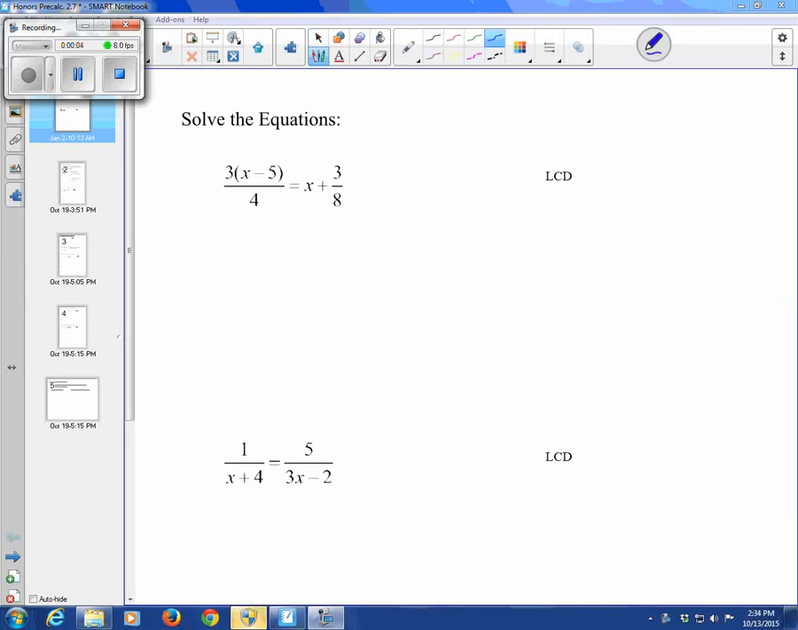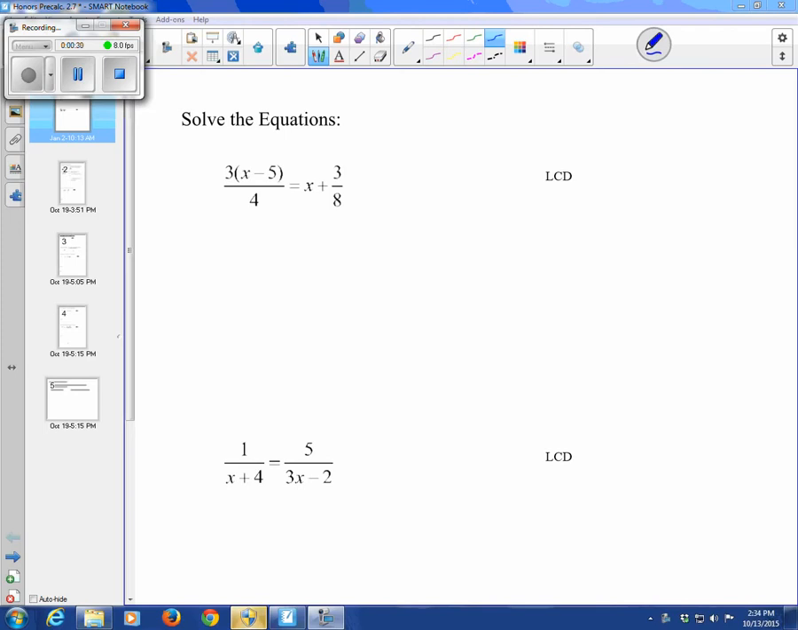All right, guys, so this is our last Flip the Classroom lesson of Chapter 2. In this lesson, we're going to talk about solving rational equations. For us, rational equations are equations that have terms with polynomials in the denominators. We're going to be looking for the x values, or the variable values, that will make those statements true.